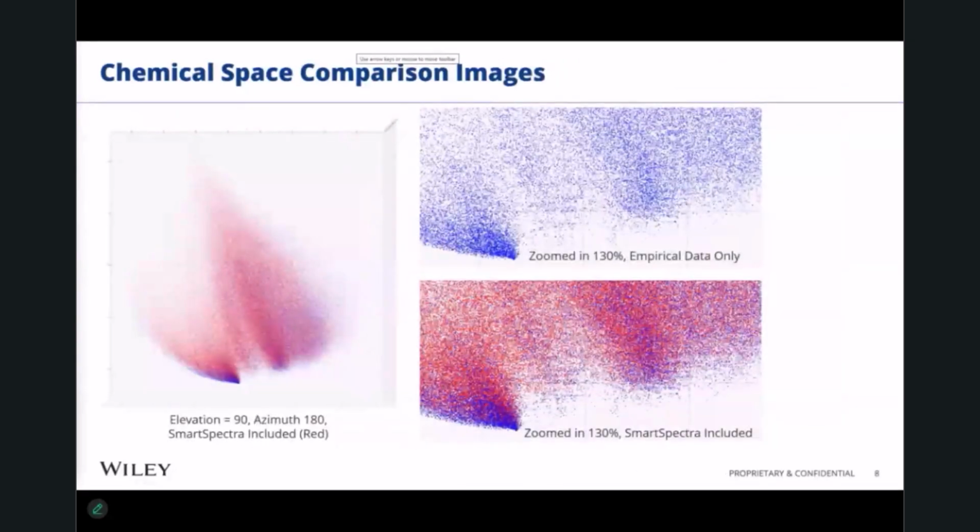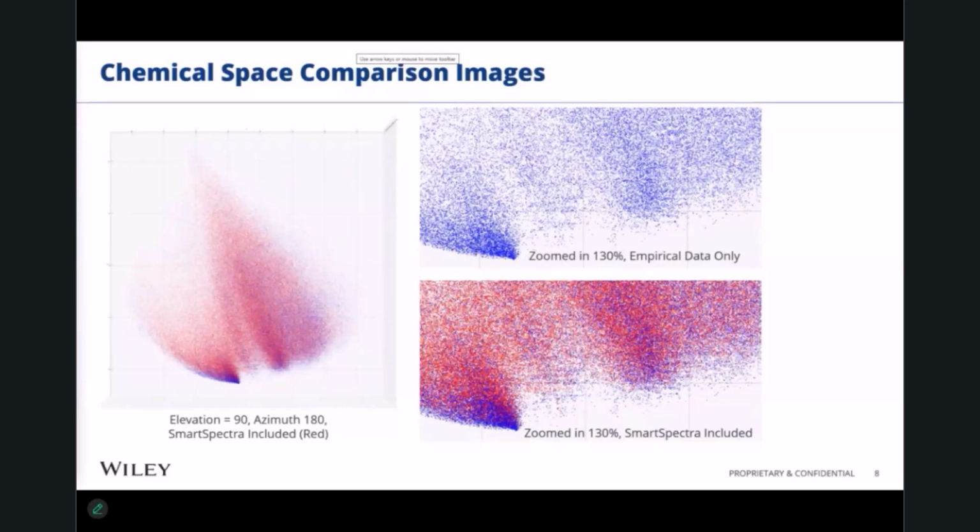So on the left, you have both SmartSpectra and empirical data overlaid. And then on the right, you can see the two images with the zoom to 130%, one with empirical and one with the SmartSpectra included. The zoomed images show the increased density of the compounds covered in our catalog, as there is a lot less white space.